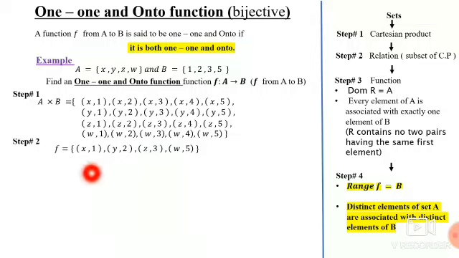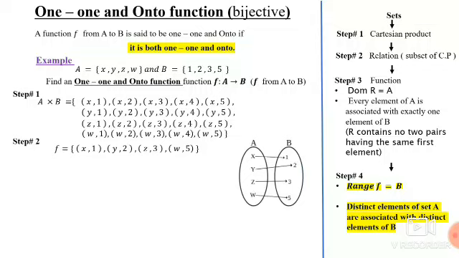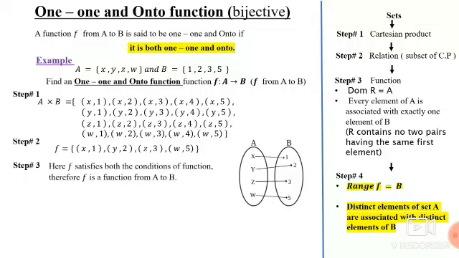Here we can see that the set of domain will have x, y, z, w, which is equal to our set A. It means the first condition for a function is satisfied. Now the second condition, the first element should not be repeated. Here we can see all the ordered pairs which we have chosen have different first elements. So both the conditions for being a function are satisfied here. It means this relation is a function.